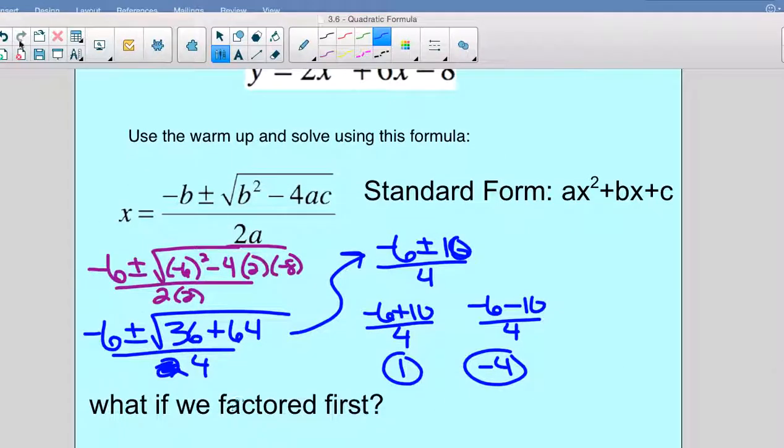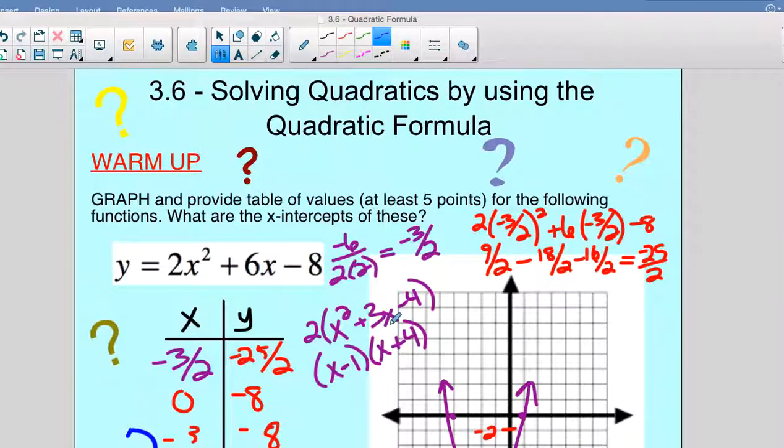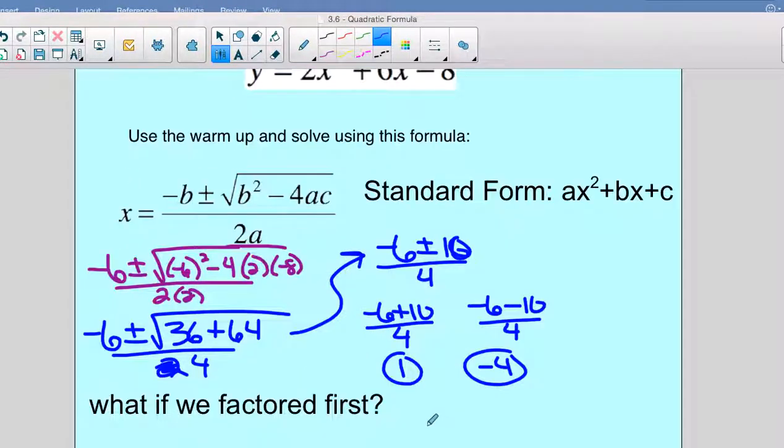So what if we factored first? Well, we already did factor first, right? And this is what we got. 2 times x minus 1, x plus 4. So that's what I'll do here. It's 2 times, I'll do it quicker this way, x minus 1, x plus 4, which if you set it equal to 0, right, you could divide both sides by 2 to get rid of the 2, and you would get x equals 1 and x equals negative 4 that way. So it's a different way to get zeros and roots and all that other good stuff.